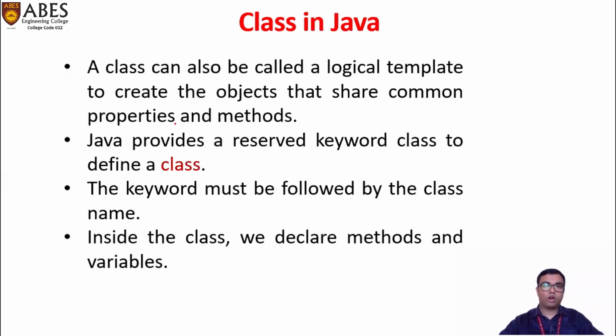A class can also be called a logical template to create objects. Means when you create a particular logical template, that template has some common properties and methods that are shared while you create an object. So every time you create an object, you have a common template that is shared by the class. There is a reserved keyword class by which you can declare a class in Java. And this keyword must be followed by the class name. Means after this keyword, you have to specify the name of the class. You can see it practically also. And inside the class, we can declare methods and variables.